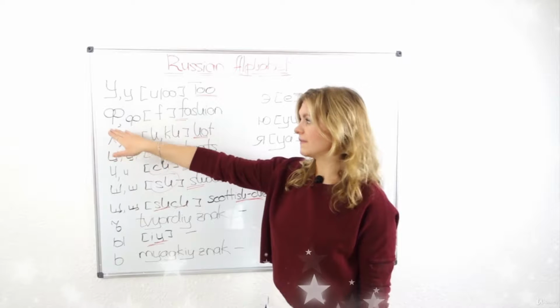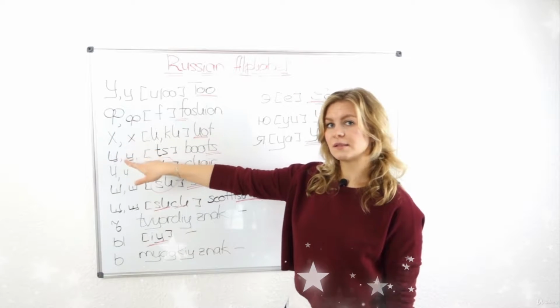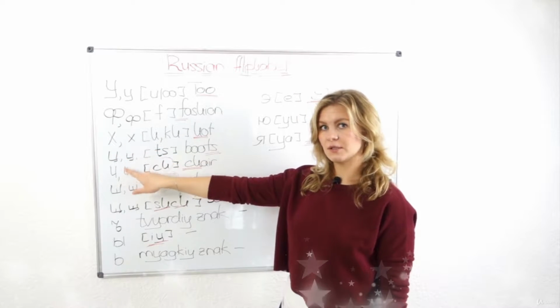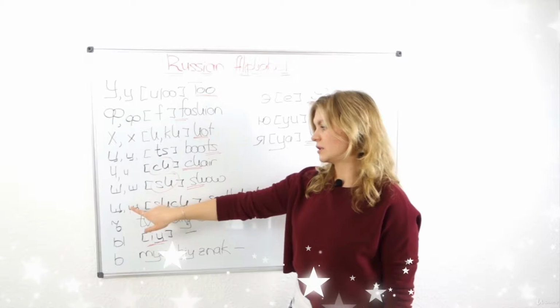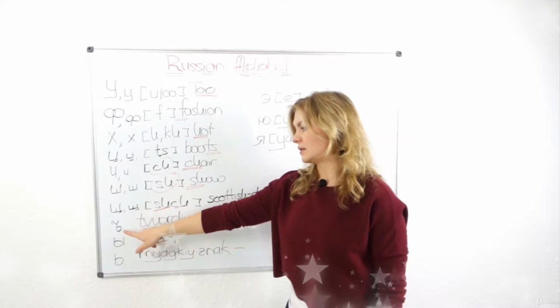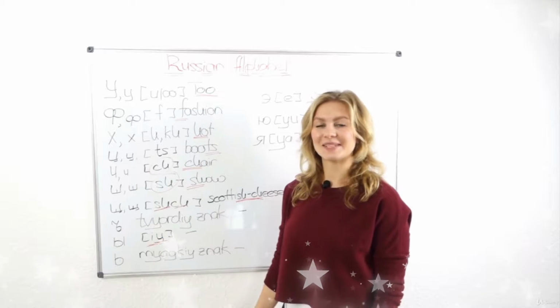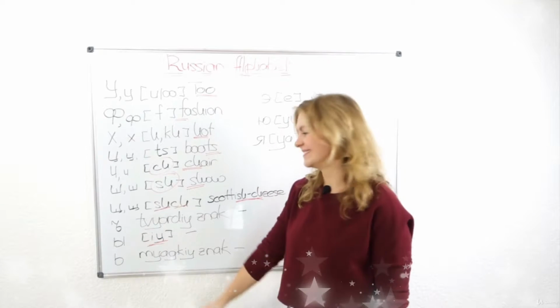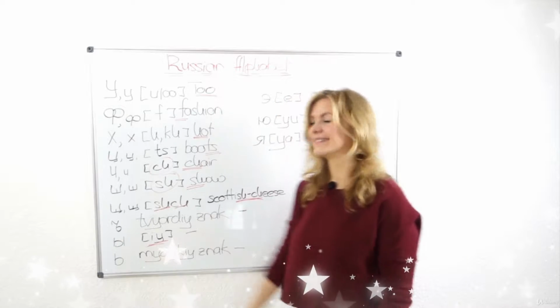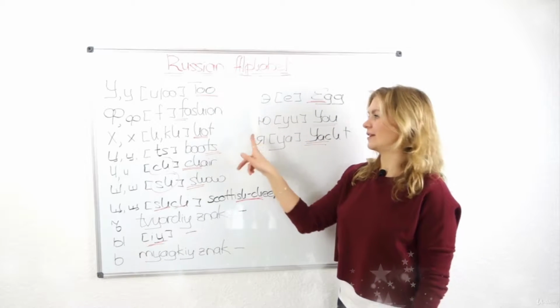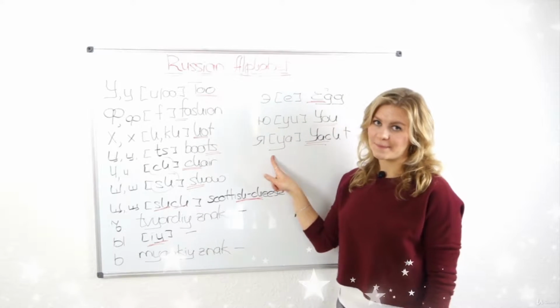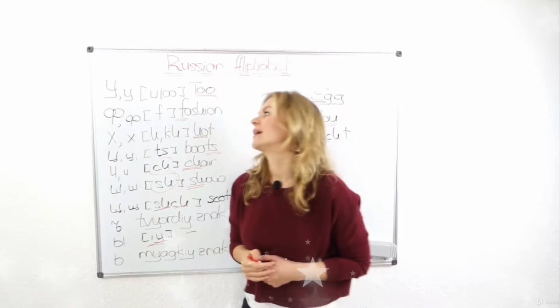Once again, all together. U, F, H, C, Ch, Sh, Sh. Твердый знак. Ü, like I, but smiling. Ü. Мягкий знак. U, ya, which is also I.